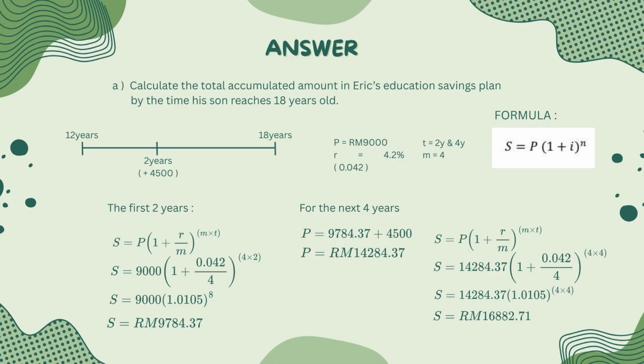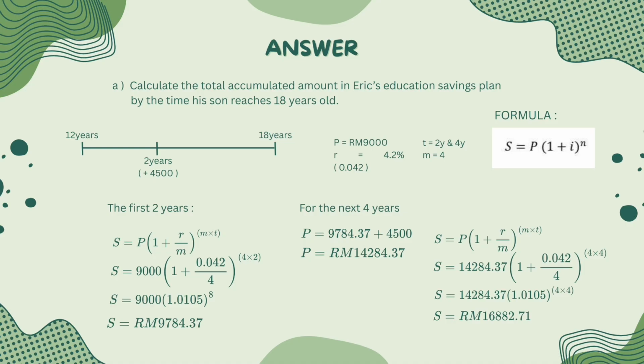Then the R, or rate, is 4.2%. The number of compounding, or M, is 4 because the question says compounded quarterly. The term of compounding is 2 and 4 years, and the total is 6 years until the son becomes 18. Why do we use 2 different periods? Because after 2 years, Eric has added the new deposit and we have to calculate the amount with the new deposit. Alright, we are going to calculate for the first 2 years.